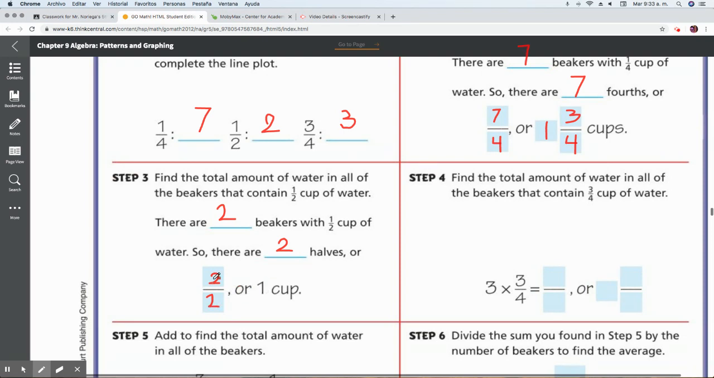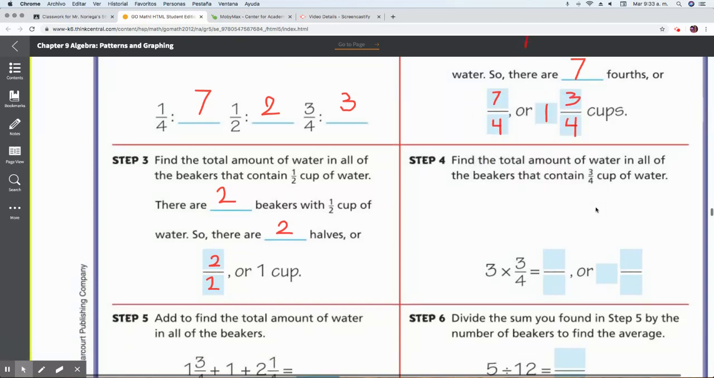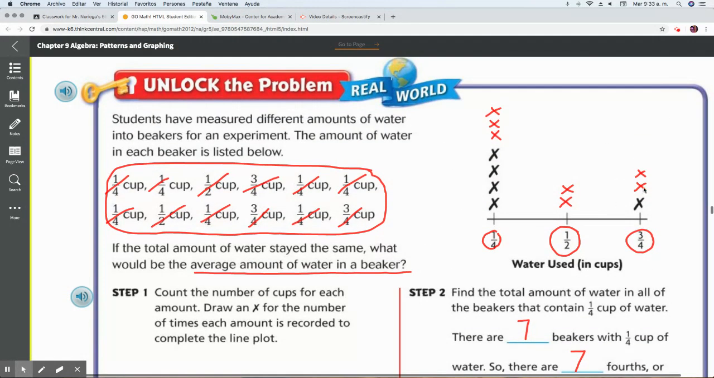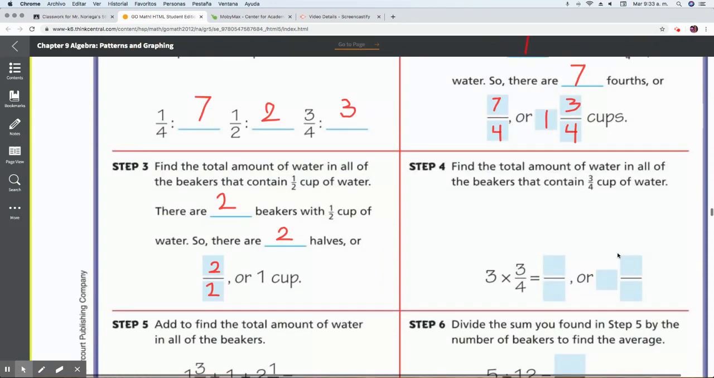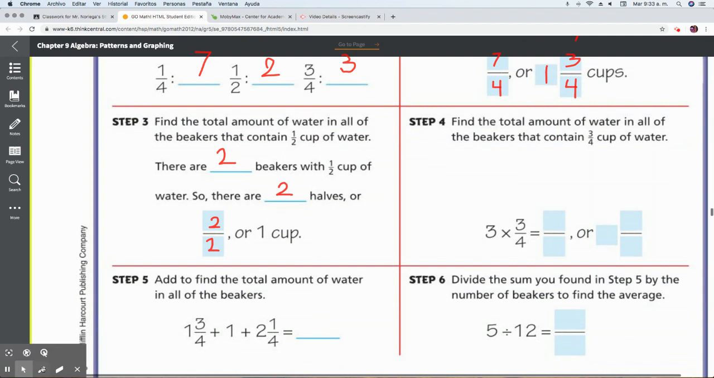Remember that if the numerator and the denominator are the same number, that will always equal 1 whole. All right? Step number 4 would be to count how many beakers contain 3/4 cups of water. Okay, so we're gonna go up and see how many x's are on top of 3/4. I have 3 x's, so that means that I have 3 times 3/4.